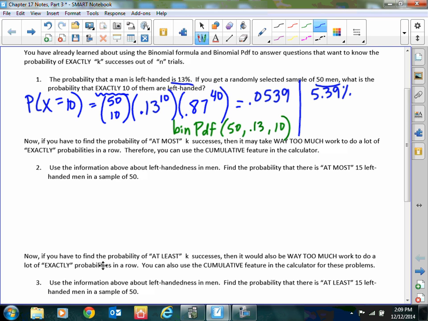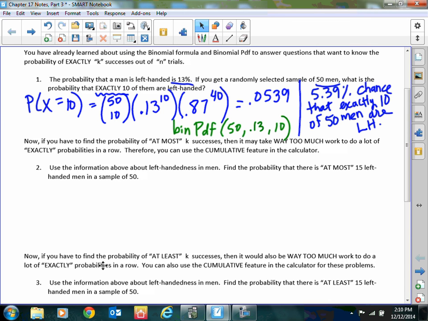Okay, so I'm sorry. 5.39% what? Okay, good. Chance that exactly 10 of the 50 men are left-handed. Okay, very good. All right, so that was nothing new. We've already done that. That was just a review and a refresher.